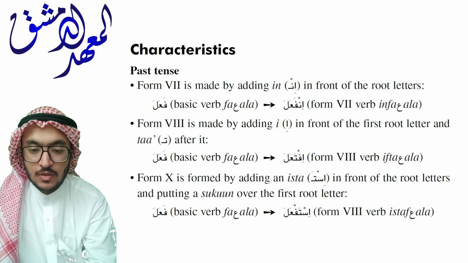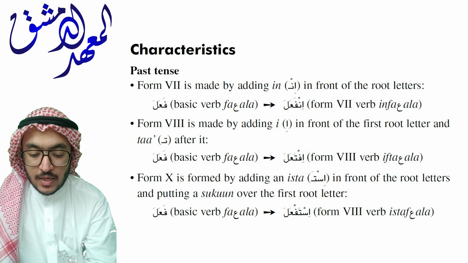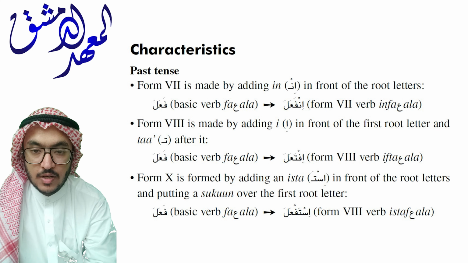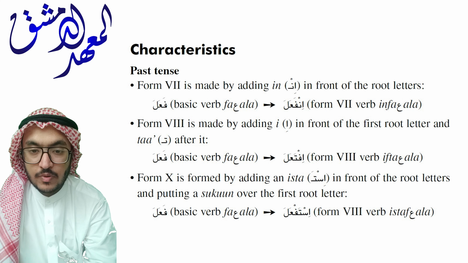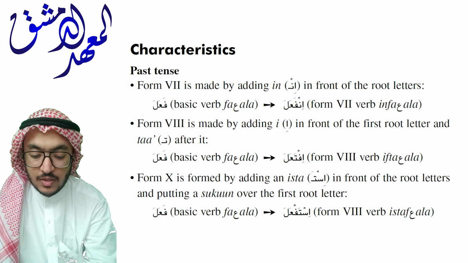Form 7 is made by adding an in in front of the root letters. For example, fa'ala becomes infa'ala. Form 8 is made by adding an i in front of the first root letter and the ta after it. For example, fa'ala becomes ifta'ala.